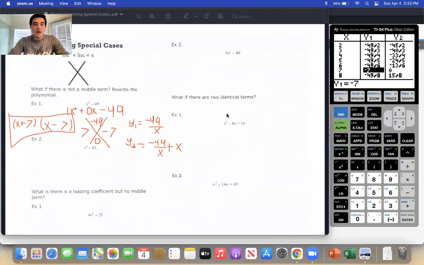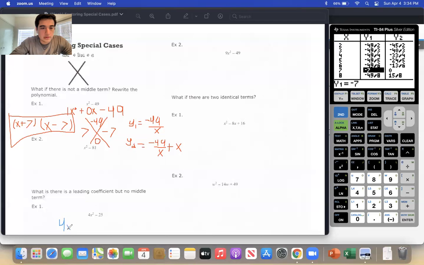We're going to skip the second example and go straight to the first example of the second type. This one says, what if there is a leading coefficient but no middle term? Same thing, but now if I look in front of my a value, it's 4. In my first example, it was 1. Now it's 4. So we do the same thing. Let's switch colors, and we're going to rewrite it with a middle term.